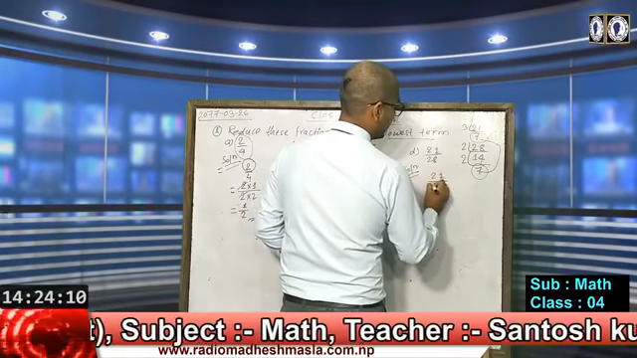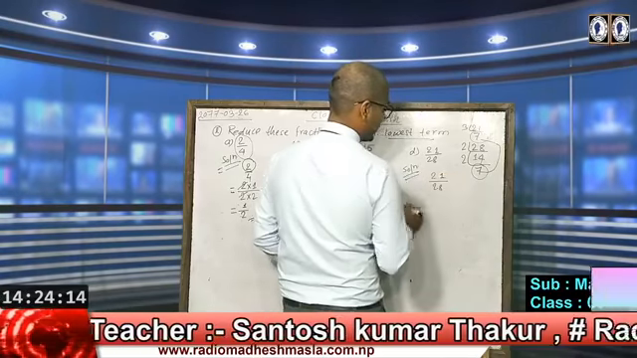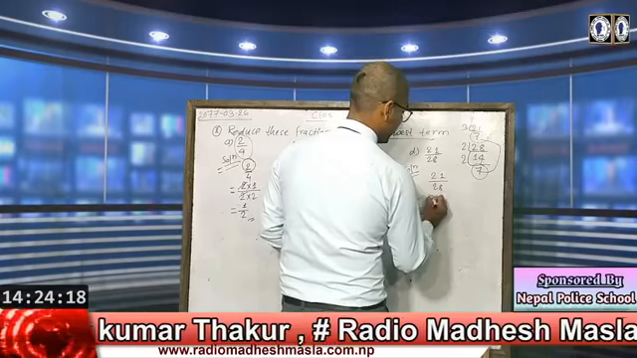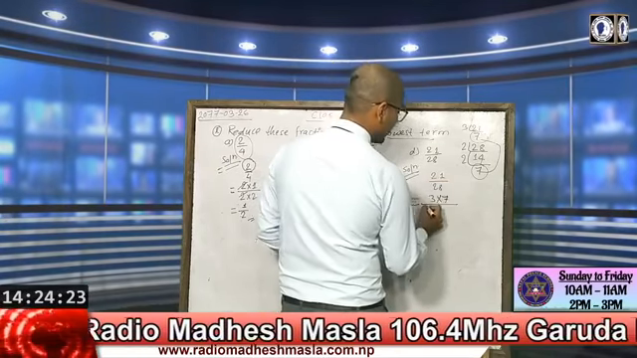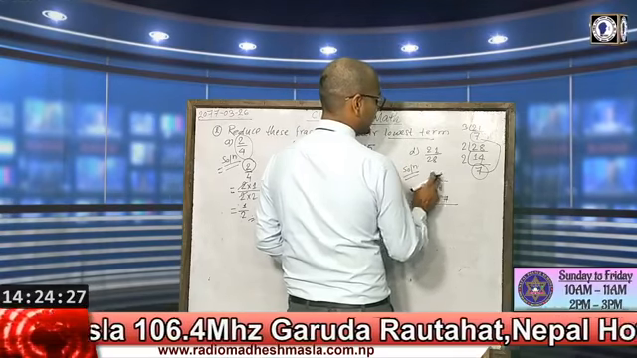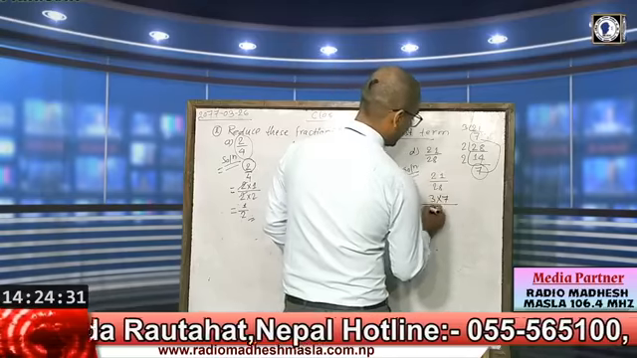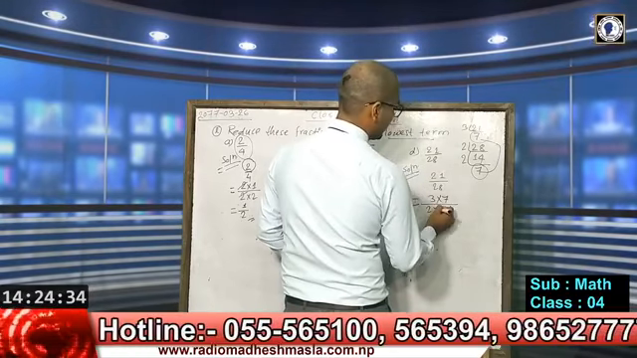21 by 28. Yes, students, 21 by 28. At the place of 21 we can write 3 into 7, that is 21. Then at the place of 28 we can write 2 into 2 into 7, that is 28.